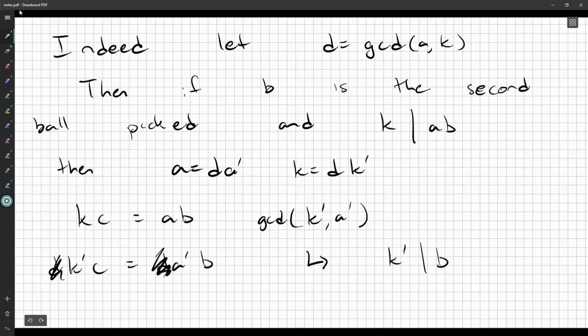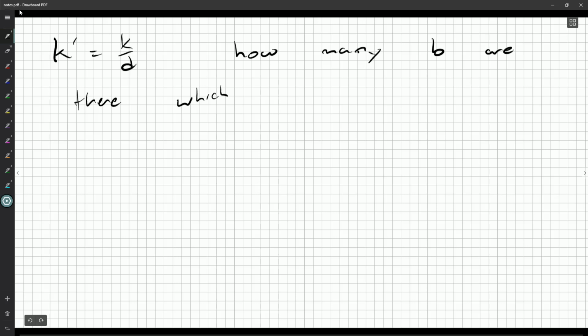Okay. So I'm using sort of the relatively prime property. So I know that whatever's left when I divide K by D must divide this other number. How many B are there which have K over D as a factor?